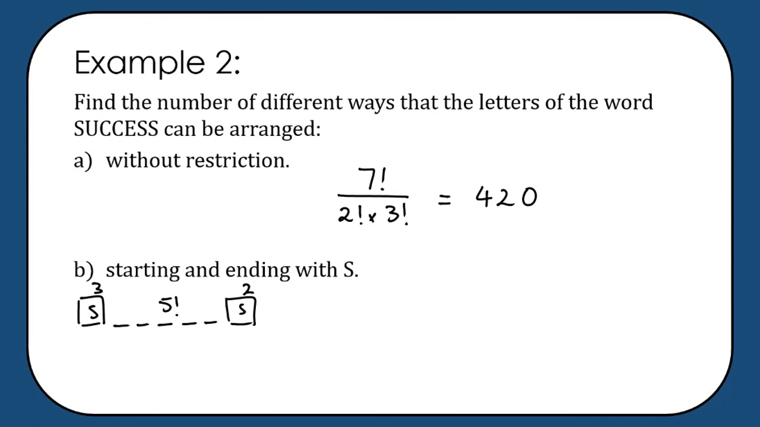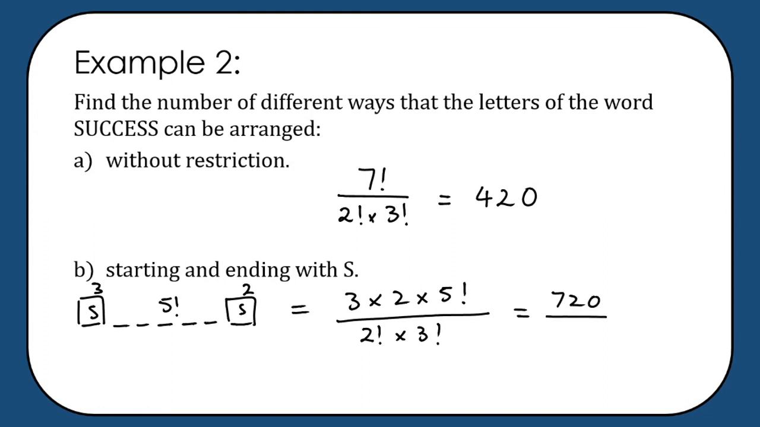So the number of ways that we can start and end with an S is going to be 3 times 2 times 5 factorial, but then we also need to divide by 2 factorial times 3 factorial to account for the repeated letters. Okay, so we're going to have 720 over, that's just 2 times 6, so 12, which means we have just 60 arrangements that start and end with an S.